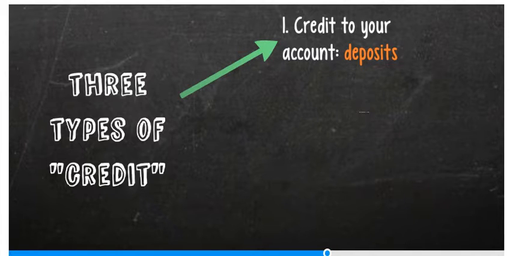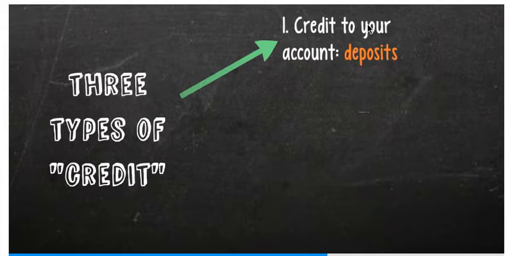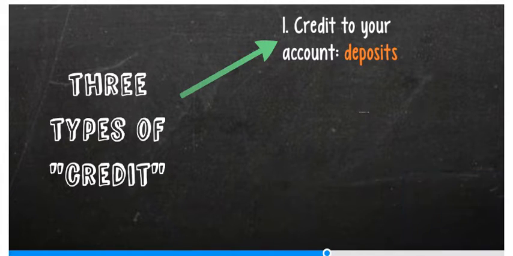All right, so if someone says like, oh, I'll give you a $200 store credit if you want to shop here today. That means that you have $200 that you can put into your account from that store. So a credit to your account is a deposit. So if I deposit $200, that is a $200 credit to my account.